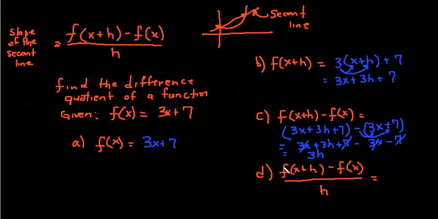Now we see step 4, we have f of x plus h minus f of x over h. That equals 3h over h. So guess what our final answer is for this step here? The difference quotient of this function is going to equal 3. Hence, this is also the slope of the secant line. So your answer to this problem is 3.